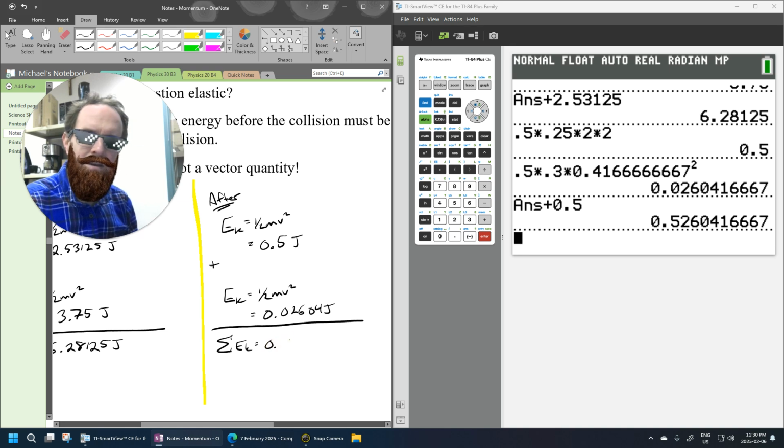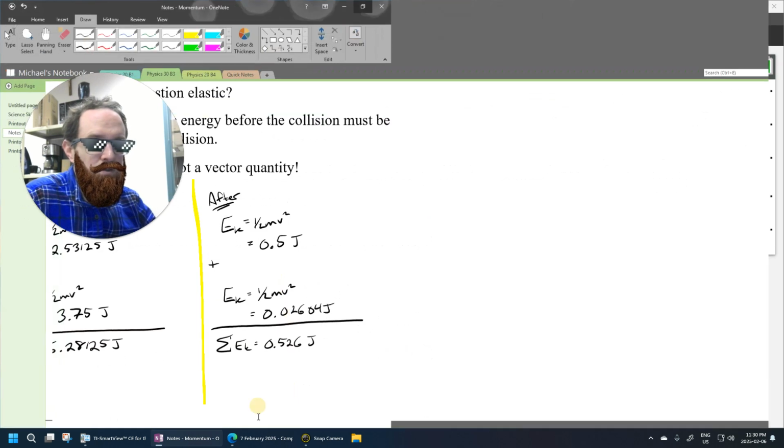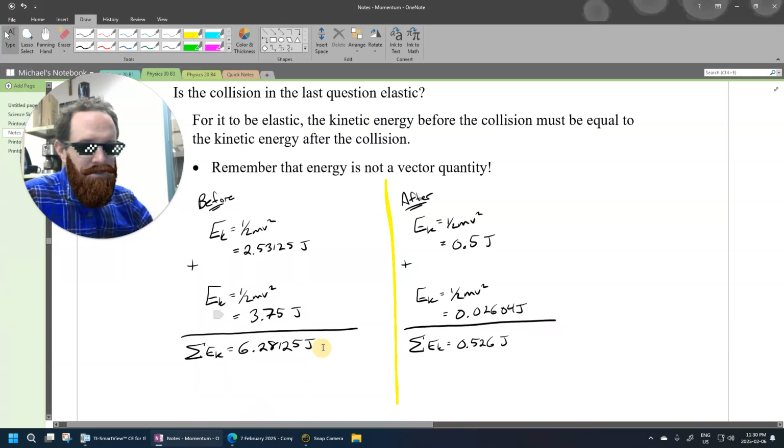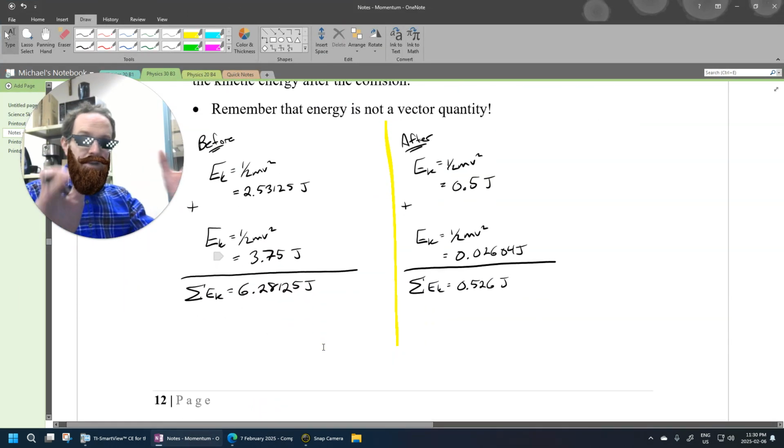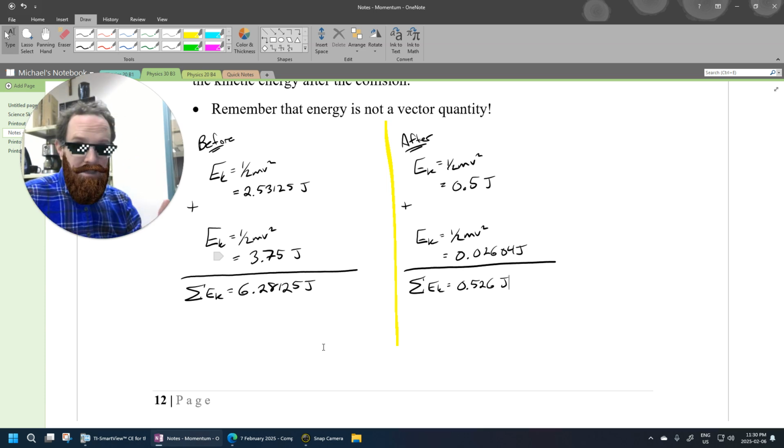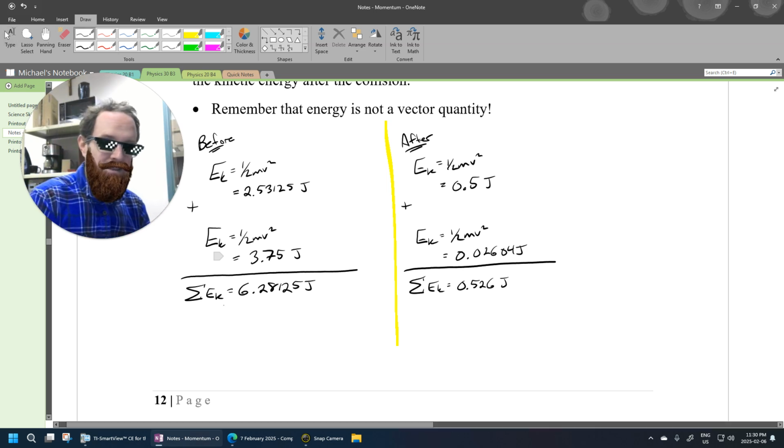Okay, so 0.526 joules. Now I'm going to look at these and compare the two numbers. They're definitely not the same, right? If they're not the same, it's an inelastic collision. So the kinetic energy is not conserved. I'm going to write that down.